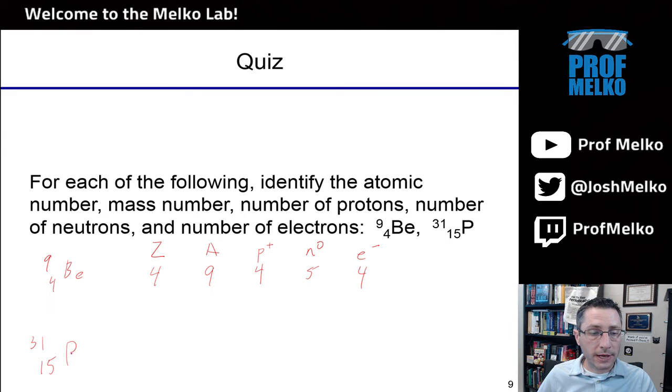The second one here, phosphorus, Z is 15. That's also the number of protons, also the number of electrons, assuming this is neutral. 31 is my mass number. The difference between Z and A is my number of neutrons. Here, that's 16. So that's the atomic notation for beryllium and phosphorus in this example, and the number of protons, electrons, neutrons in each of these examples.